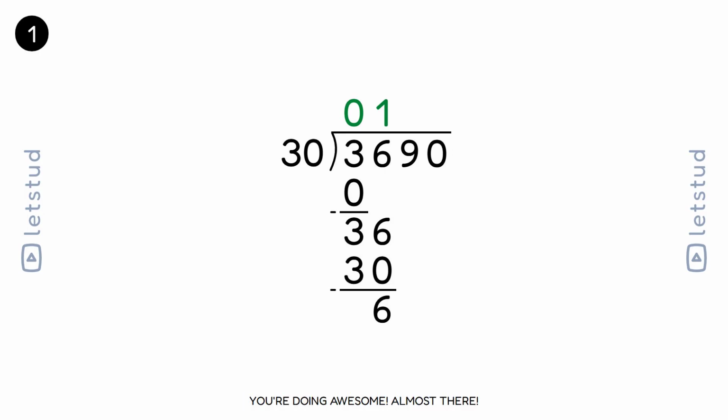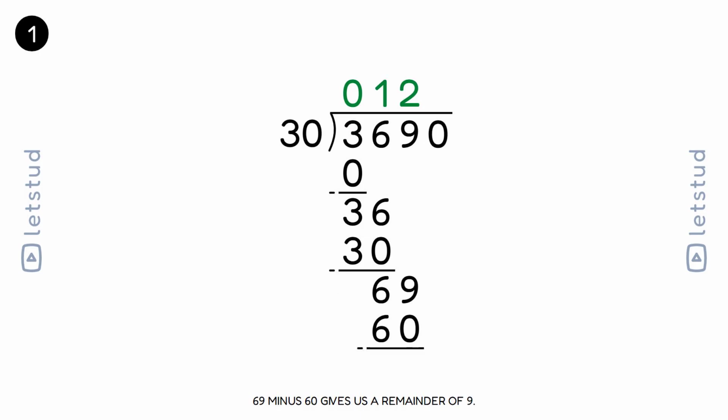You're doing awesome, almost there. Let's bring down the next digit 9 to make 69. Now we have 69. Time to see how many times 30 goes into 69. 30 fits into 69 two times. 2 times 30 equals 60. 69 minus 60 gives us a remainder of 9.